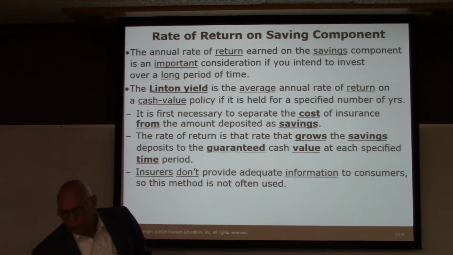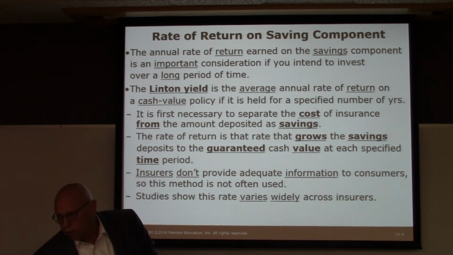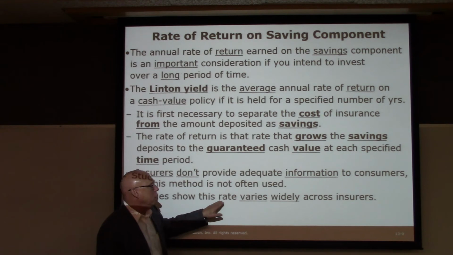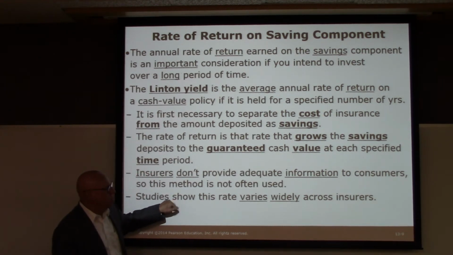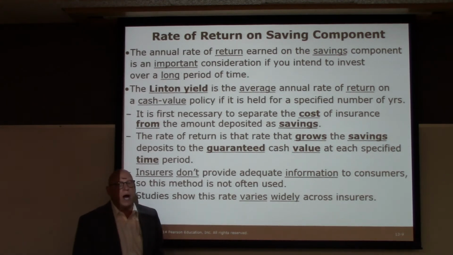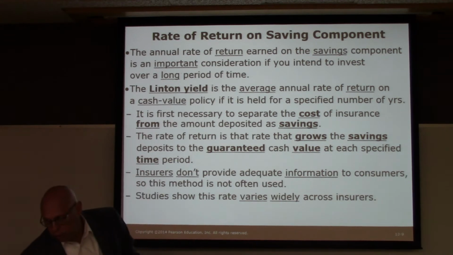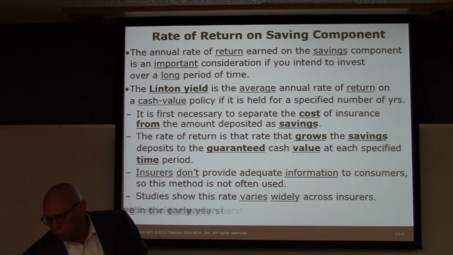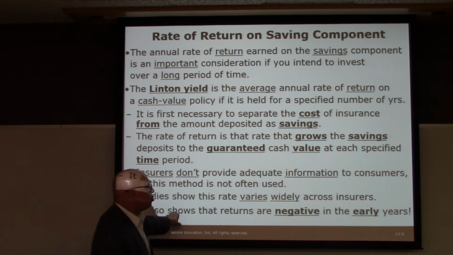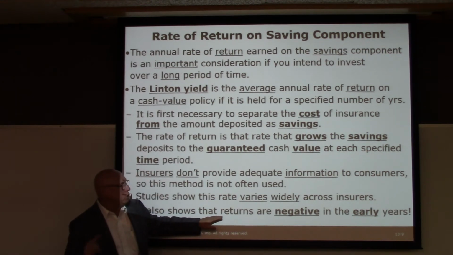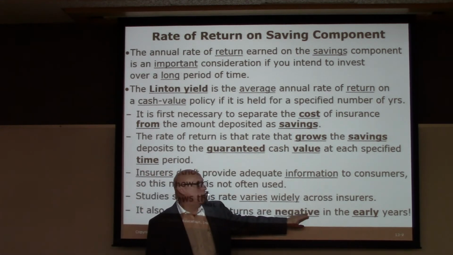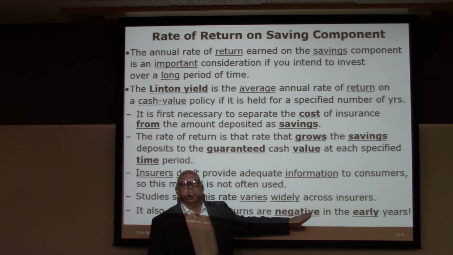The Linton yield. The only reason I mention it is because you're going to see it on the test, and you're going to see it on licensing exams. And again, studies show that the rate of return that is earned on various policies varies widely across insurance companies. That means that different insurance companies will credit you a different rate, so you need to shop around. Studies also show that all returns on whole life policies are negative in the early years, the first 2 or 3 years. Why? Because of commissions.